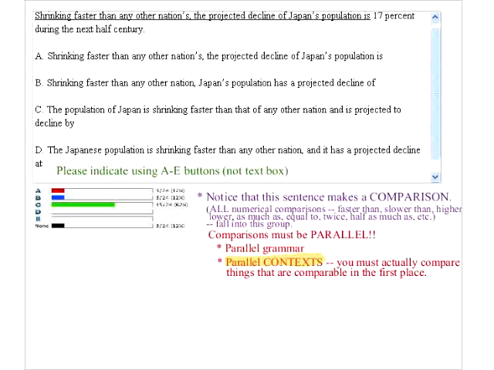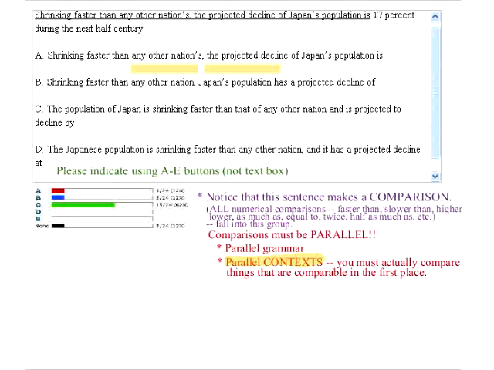So this is a problem because you've got Japan's population versus any other nation. Okay, if you can't see the highlight, if you just see the boldface, then we'll put it in boldface and underline for you. Any other nation, but then this one says the population of Japan. It doesn't just say Japan. So that's not an okay comparison. You can't compare a population to a country, so that makes B incorrect. Smiley faces, that makes sense.